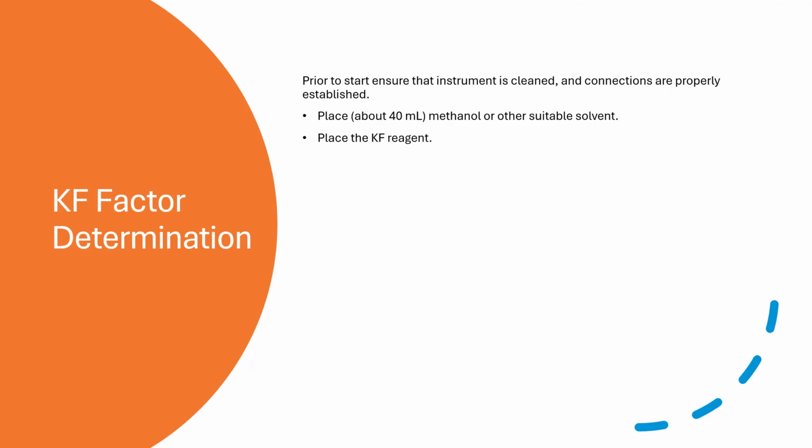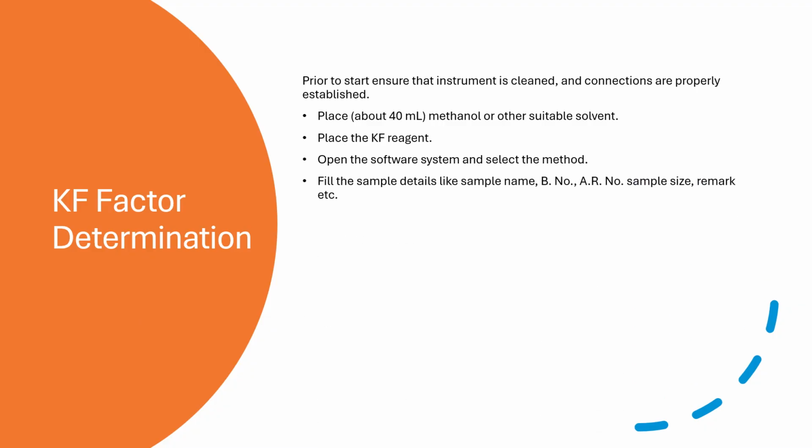In step 2, place the Karl Fischer reagent into the instrument, right? In step 3, open the software system and select the correct method. In step 4, fill in the sample details such as sample name, batch number, AR number, sample size or any other remarks, right? In step 5, click the start option. The instrument will now perform the conditioning, right?